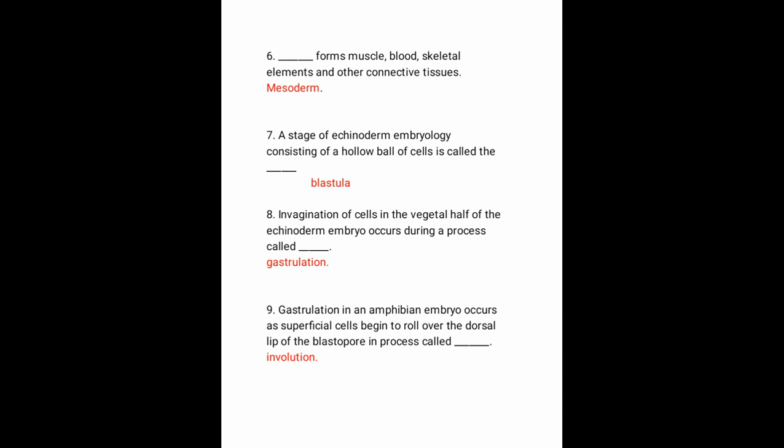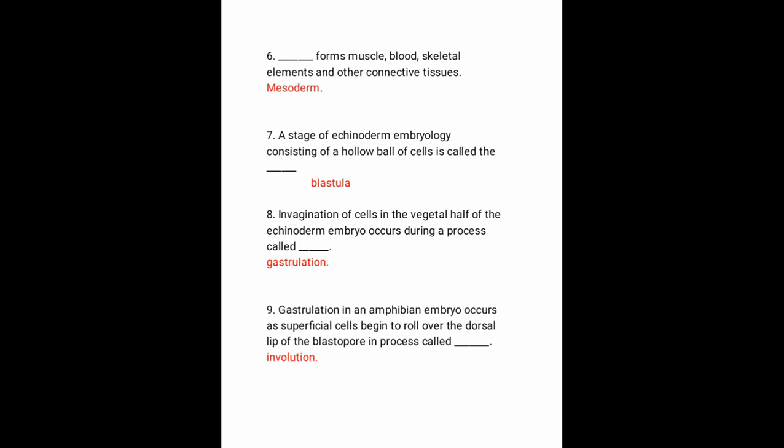Sixth objective: dash forms the muscles, blood, skeleton elements and other connective tissues. All these structures like muscles, blood cells, skeletal muscles and connective tissues form from mesoderm. They originate from the mesoderm, which is one of the germ layers of the embryo.